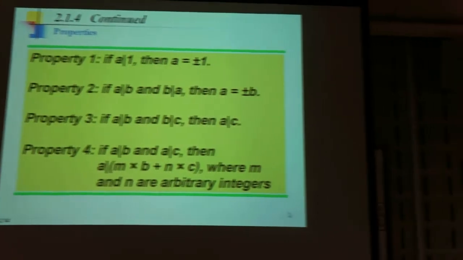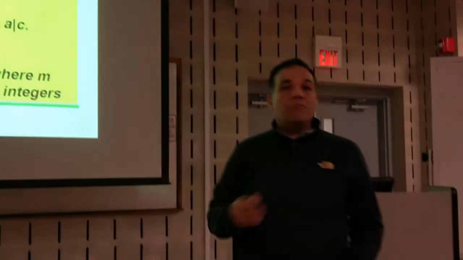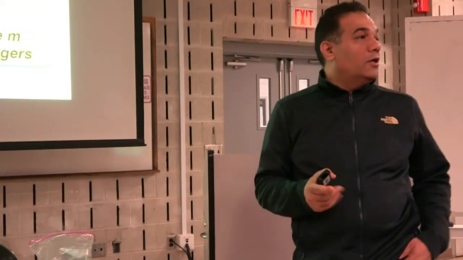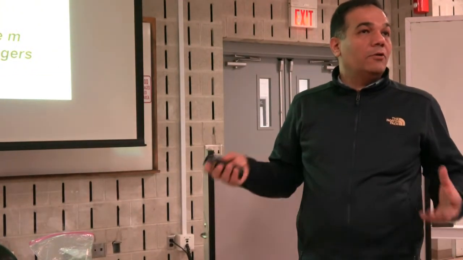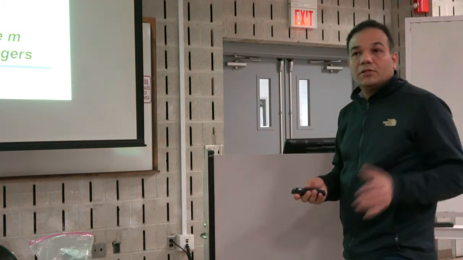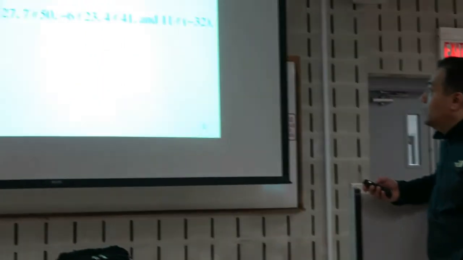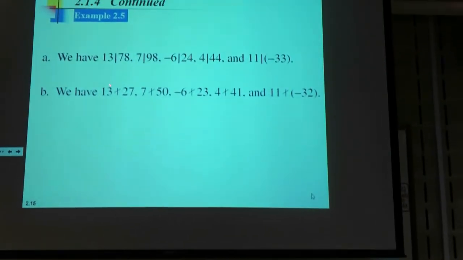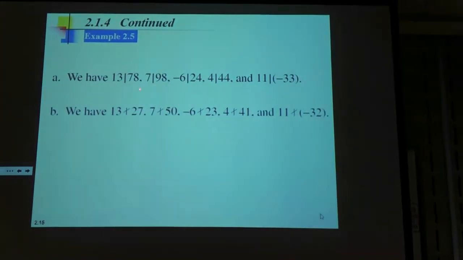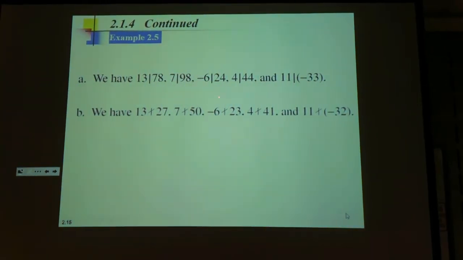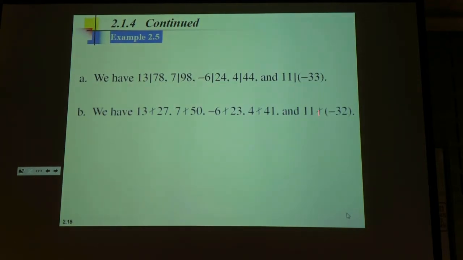Remember that we're going to build algorithmic boxes and do a lot of operations. Now it looks simple, but when you start using it, it might get a little bit complex. So we have to start small and grow. As an example, 13 divides 78. 7 divides 77. Minus 6 divides 24, and so on and so forth. However, 13 does not divide 27, and so on and so forth.